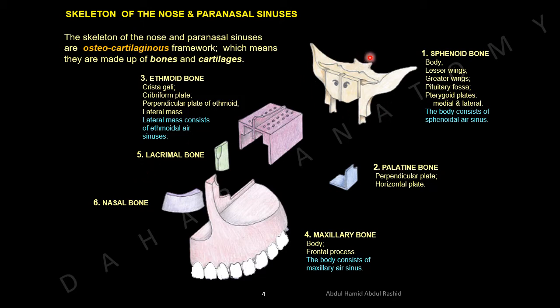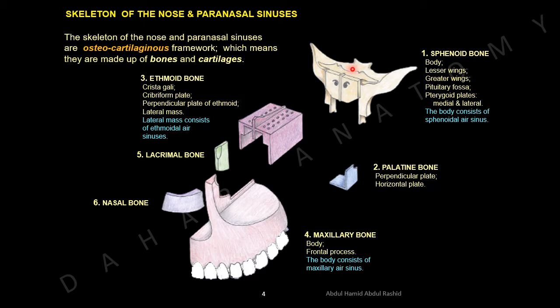The first bone is butterfly-shaped, called sphenoid bone. It is located at the central part of the base of the skull. Sphenoid bone consists of a body. Above the body, there is a pair of small wings called lesser wing of the sphenoid. Behind each lesser wing is a bigger wing called greater wing of the sphenoid. And above the body is a shallow area where the pituitary gland is located.